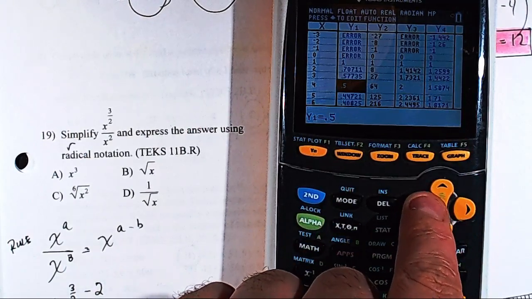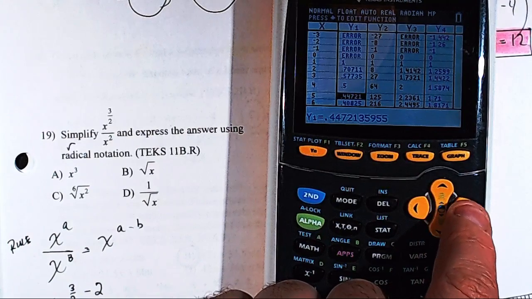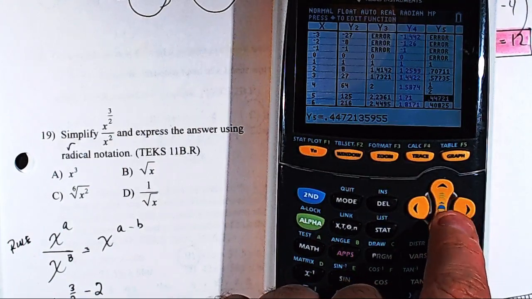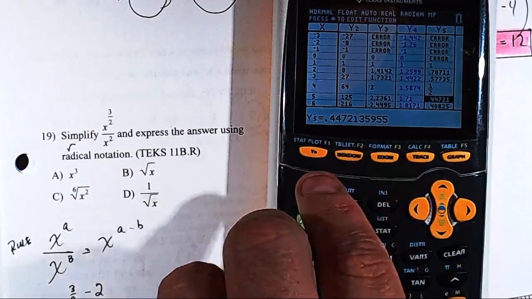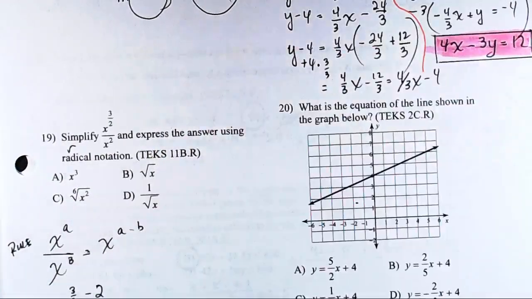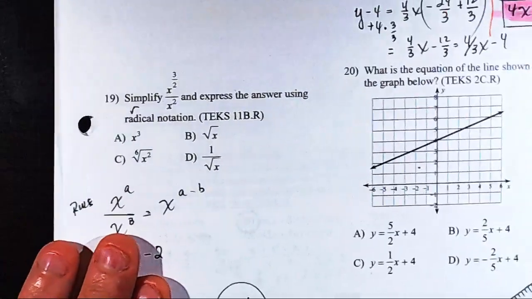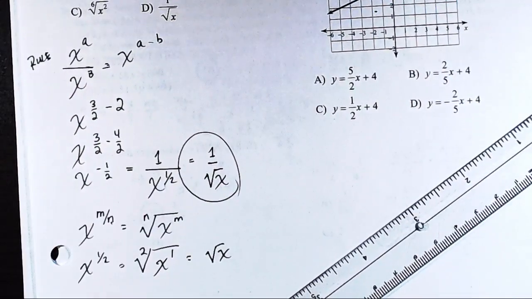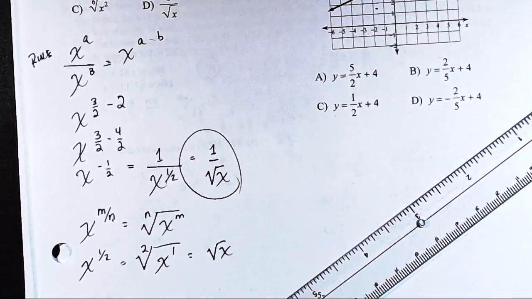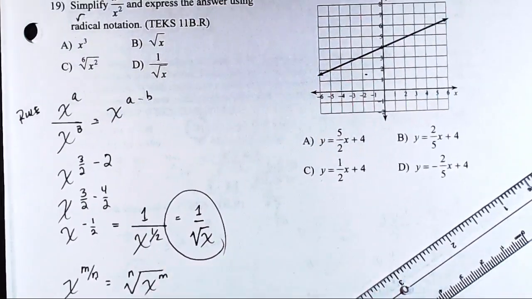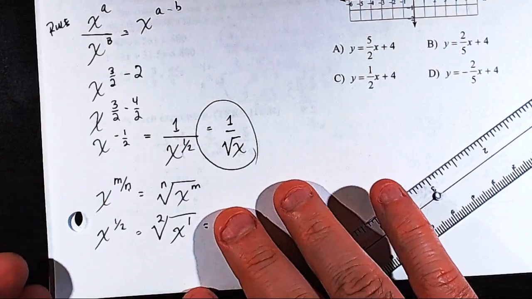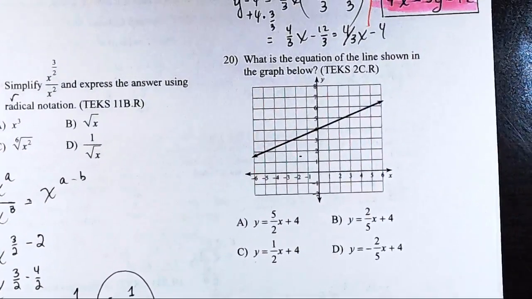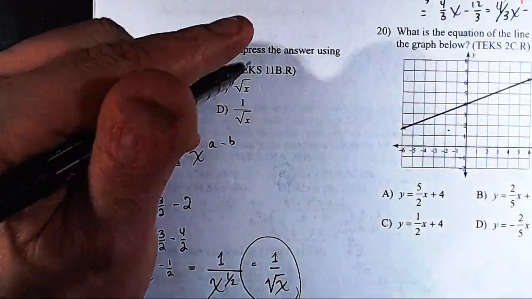Let's go back to y1, 0.44721 at 5, 0.44721. So y5 and y1 are matching up. That's how, if you didn't want to solve it using the actual exponent rules, you would solve it, by plugging them into y1, 2, 3, 4, 5 and testing them. I think just memorizing the exponent rules is easier. Okay, so that one would be D.